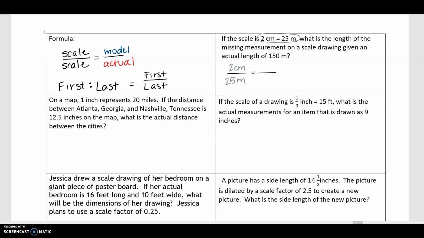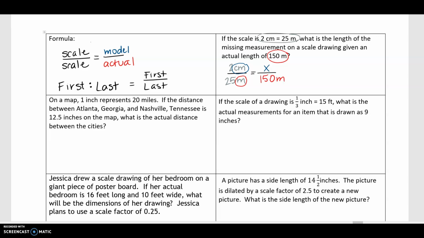Okay. And so then I'm going to take my model, says it's centimeters. Well, I don't have any other measurement with centimeters. It says it's missing the scale drawing. Okay, so I'm looking for this. The number it did give me is 150 meters. So since I have meters on the bottom, the 150 meters is going to go on the bottom and X is on top. Okay, so now that I have my proportion, you guys should be proportion pros by now.